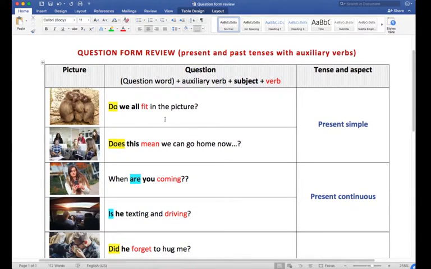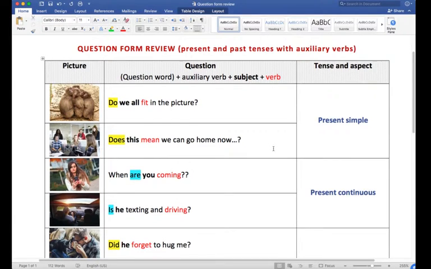So this one is just the present simple question. Remember, we use auxiliary do, and we need to use does if it's he or she or it. In this case, it, right? So for this, we need to use does. Right, so we have the auxiliary do, and then the subject, and then our verb. Again, here the same, does, subject, verb.